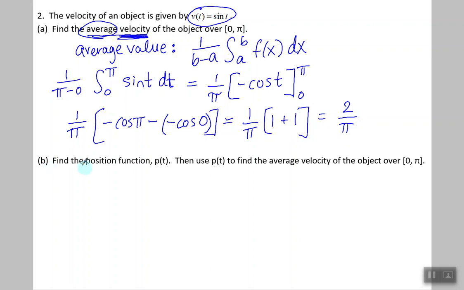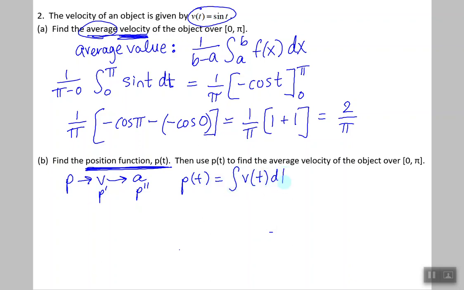Part B, find the position function p of t. Well, remember, position to velocity to acceleration. This is the order taking the derivatives, where velocity is the derivative of the position and acceleration is the double derivative of the position. So if I'm going from the velocity backwards to the position, that would be taking the antiderivative. So the position function is the antiderivative, or the integral of the velocity function.